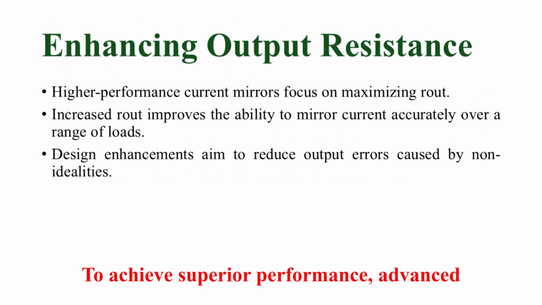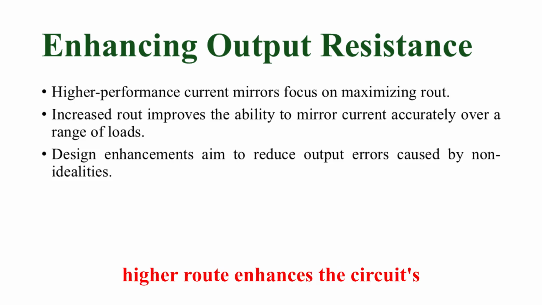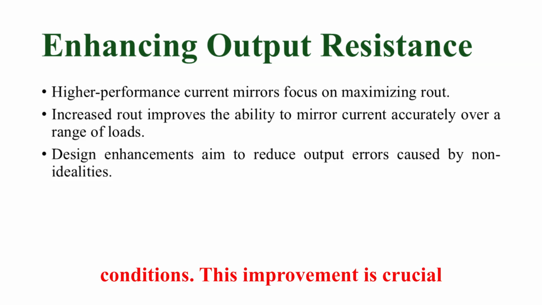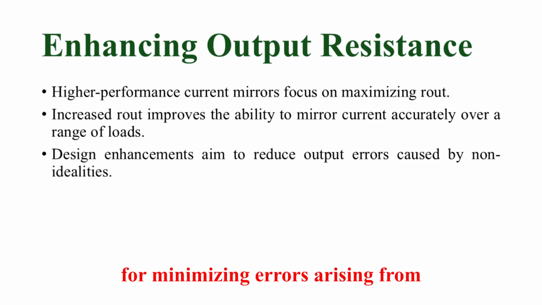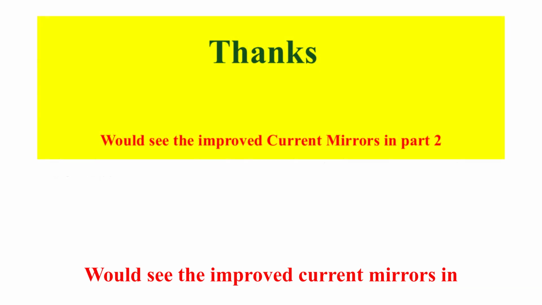To achieve superior performance, advanced current mirror designs prioritize increasing the output resistance. A higher ro enhances the circuit's ability to maintain accurate current mirroring even under varying load conditions. This improvement is crucial for minimizing errors arising from inherent non-idealities. We will see the improved current mirrors in Part 2.